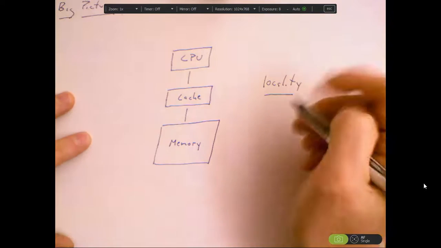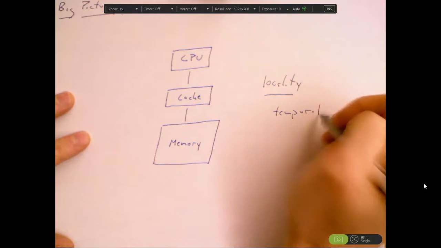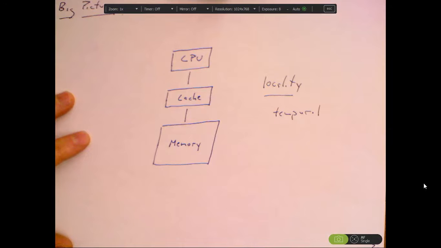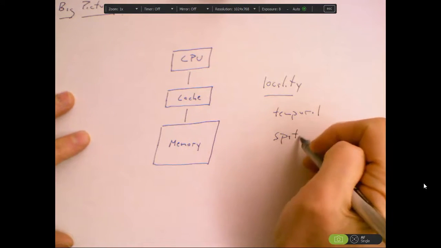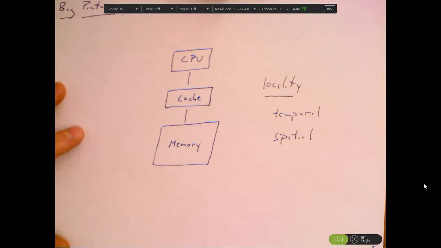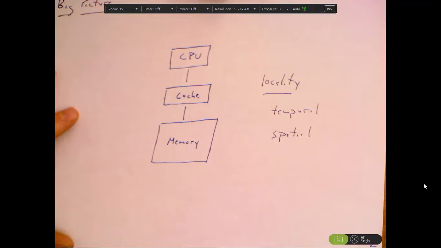Right, locality. We've talked before about temporal locality, the fact that if something is used once, it's probably going to be used again soon. And then spatial locality, that if a memory location is referenced once, then other memory locations near it are likely to be also referenced soon.